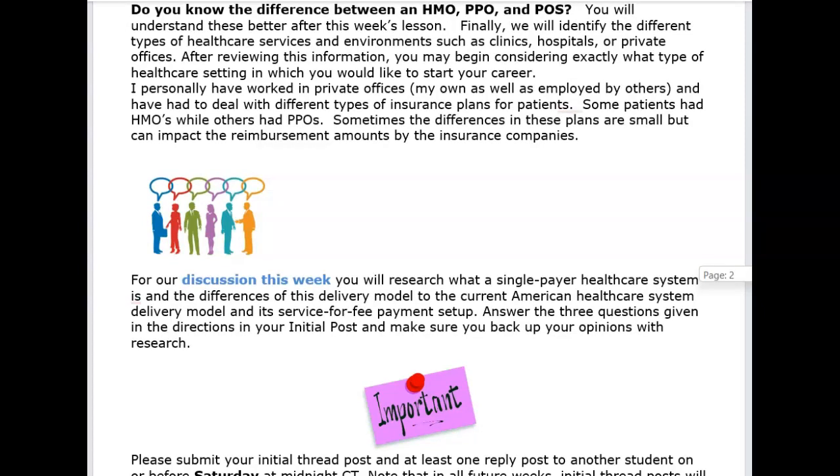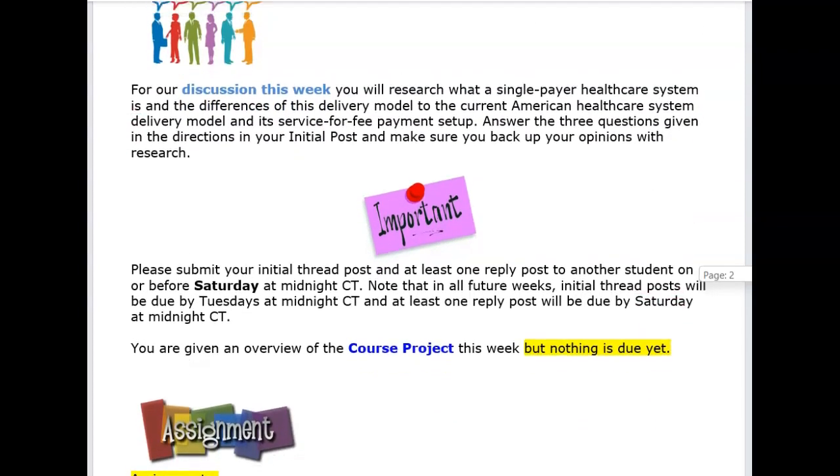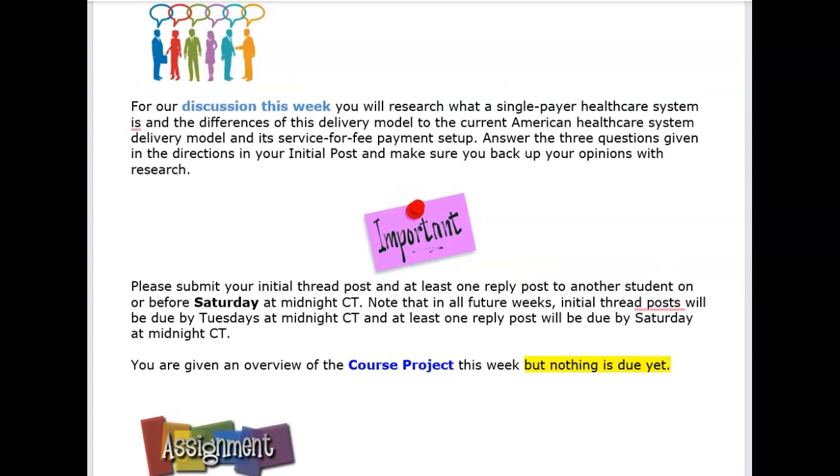And so for our discussion this week, you're going to research what a single-payer healthcare system is and the differences of this delivery model to the current American healthcare system delivery model and its fee for service payment setup. Now, there are a few questions listed in the directions for the Module 1 discussion, so be sure that you are answering all of those questions in your initial post. You'll also want to back up your opinions with research. That means you're going to want to list your resources at the end of your initial post and try to use proper APA formatting.